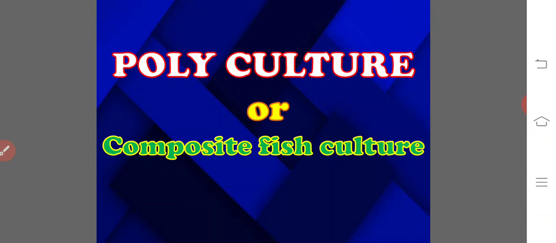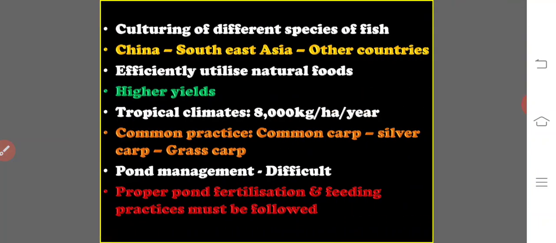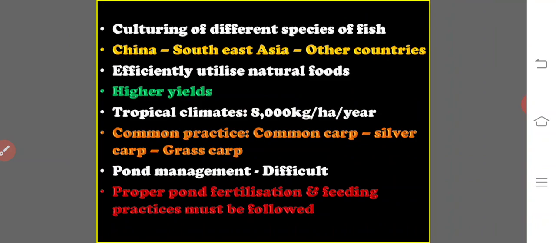And coming to the polyculture or composite fish culture. In this, we will culture different species. Different species means they differ in their habitat, way of life, food habits. They are known as different species. Culturing different species of fish means in the same pond we will culture them, though they differ in their way of life and in their food habits. Still, we are culturing in a single pond.